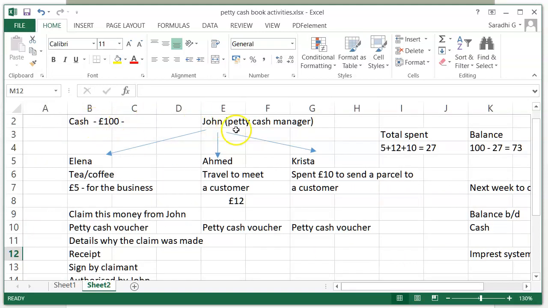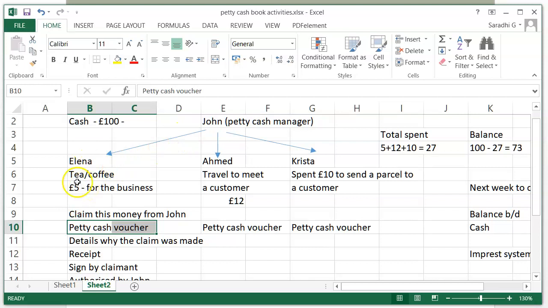One person will be given the position of petty cash manager. You will withdraw money from the cash account and give it to him. Any employee, whenever they spend any money on behalf of the business, prepares a document called a petty cash voucher to claim the money from the petty cash manager. This petty cash voucher will record details of why the claim was made. A receipt as proof will be signed by the claimant, that is the employee, and will be authorized by the petty cash manager, who over here is John. Once it is authorized, this money will be given to the employee.